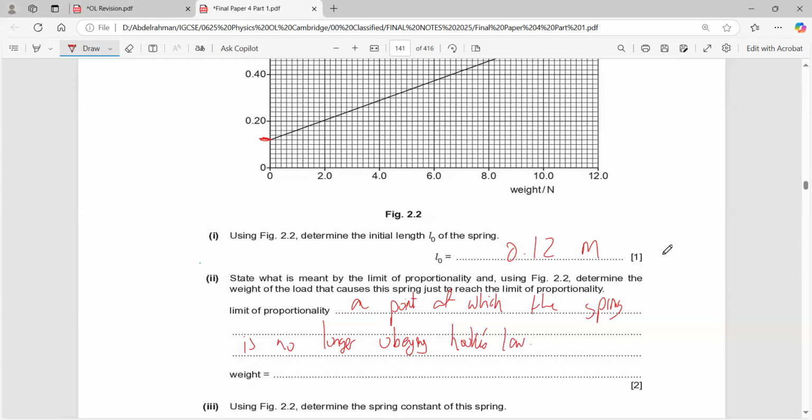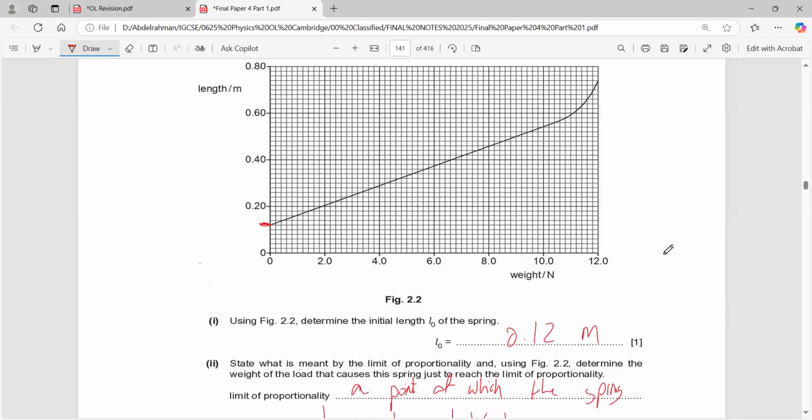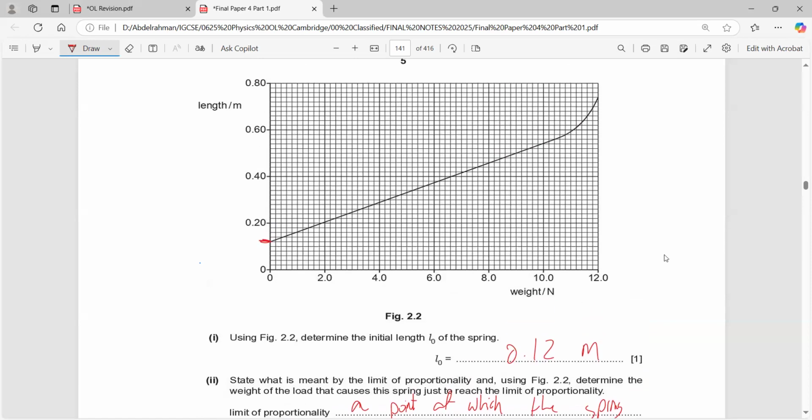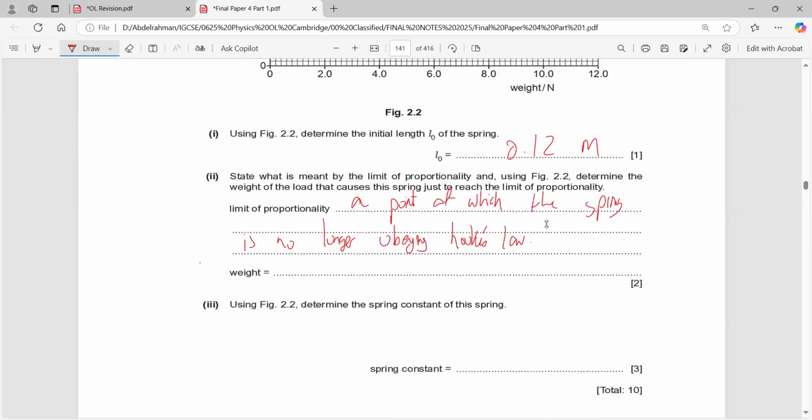Can you find the weight at which the elastic limit is? Yes, from the graph. It's not 10, it's after 10. Maybe at this point, I guess around 10.6. Maybe greater than 10.6, less than 10.6, within this range. So 10.6 newtons. Do not forget the units.